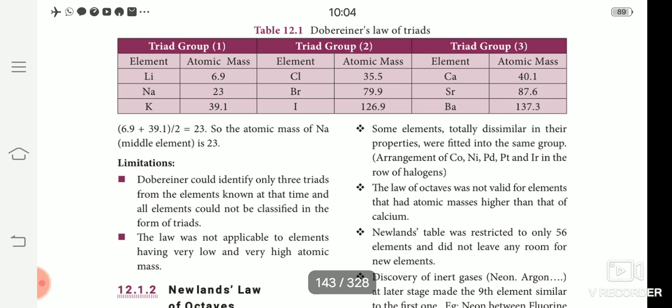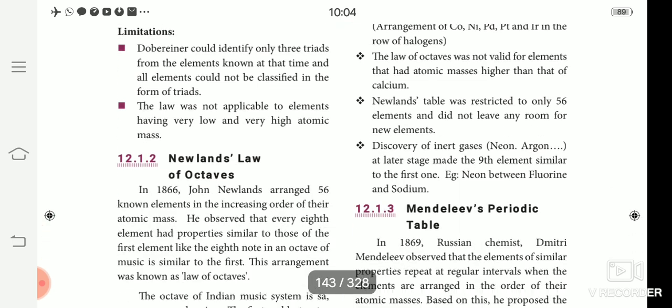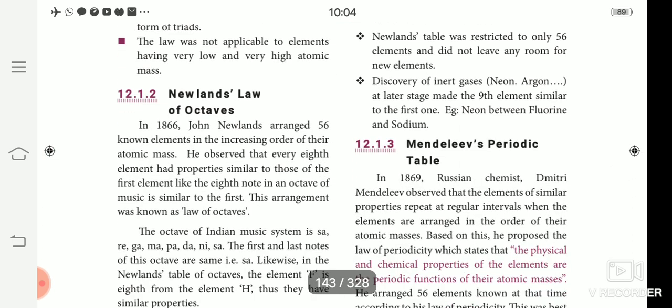The next law is Newlands' law. Newlands' law is otherwise known as the Law of Octaves. Here, oct means 8. In the triads law, tri means 3, so the elements are arranged in groups of three. In the law of octaves, oct means 8, so the elements are arranged in groups of eight.